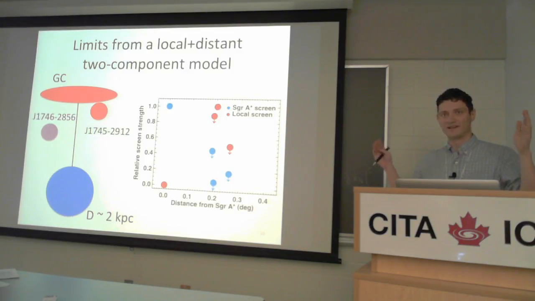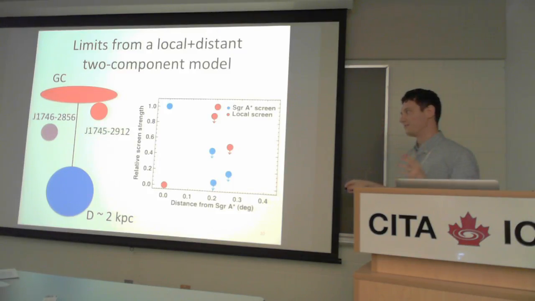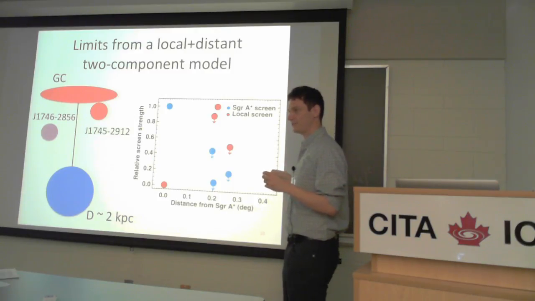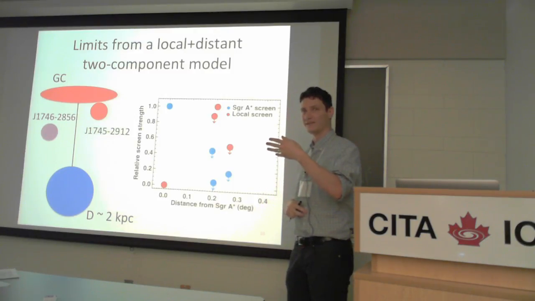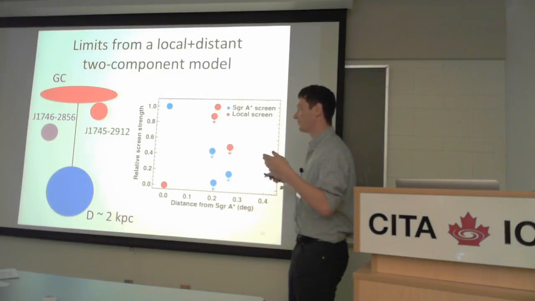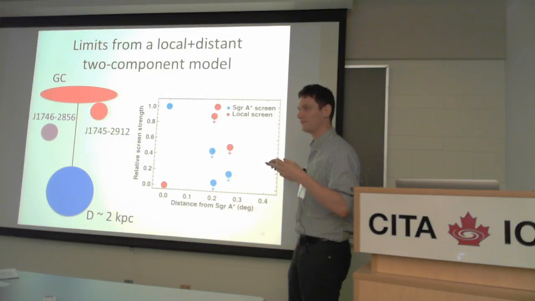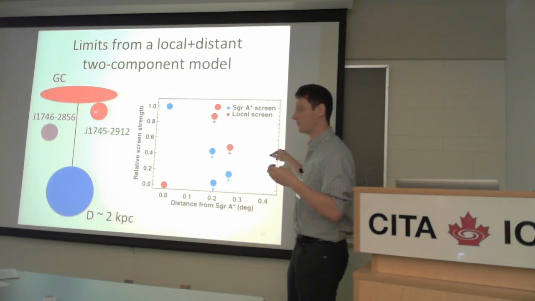But if you want to, you can make a minimal model for all of this, which is just 2 components. So you can say that we have one screen, which is here at the location of the screen that's in front of the magnetar and the black hole. And then we have another screen, which is local to the galactic center itself. This one is needed to explain this one pulsar where it's really small in angular size. This one is needed to explain Sagittarius star and the magnetar.